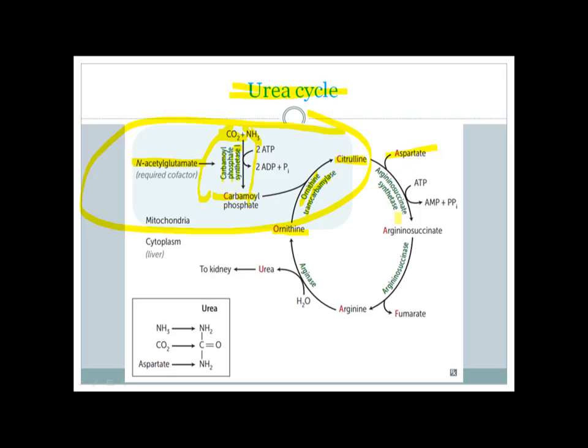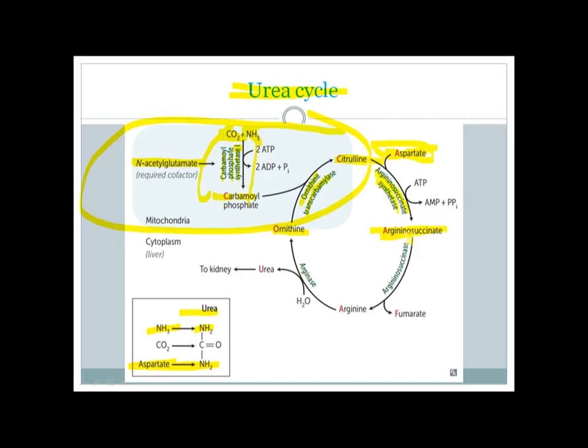After formation of citrulline, it now gets out from the mitochondria into the cytoplasm and combines with aspartate to form argininosuccinate. And as I have mentioned from a previous question, aspartate is the source of one of the nitrogens in the urea molecule. So as you can see, one of the urea nitrogens is coming from aspartate and another nitrogen is coming from ammonia. Citrulline and aspartate bind together to form a very important structure, which is argininosuccinate.